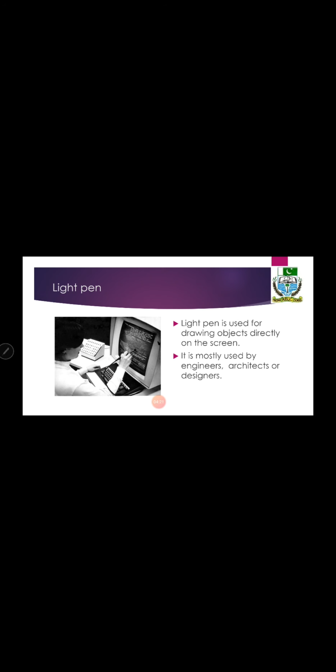Now comes the light pen. A light pen is a light-sensitive device. It is commonly used to select or modify text on screen. A light pen is used for drawing objects directly on the screen. It can be used to select an option on the screen by simply pointing at it. It is mostly used by engineers, architects, or designers.